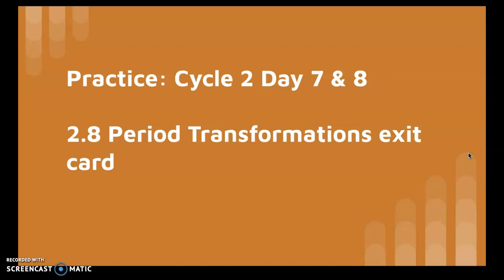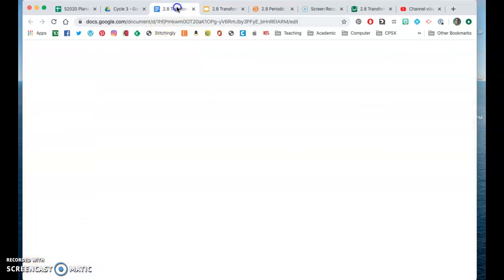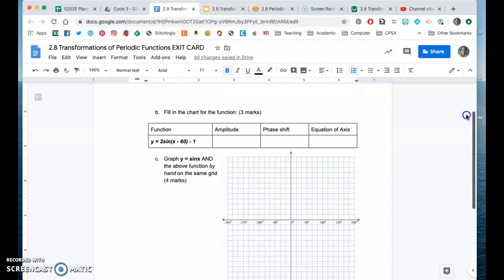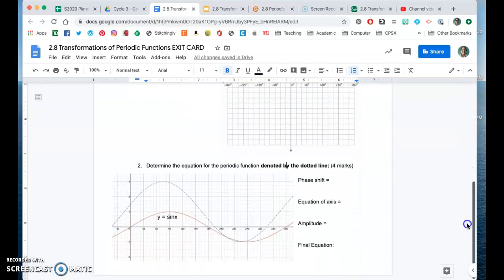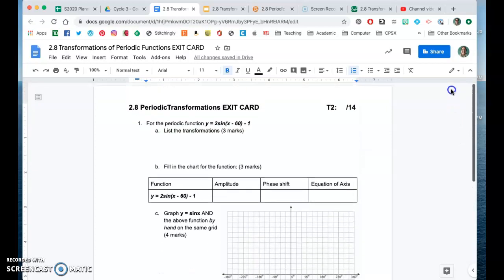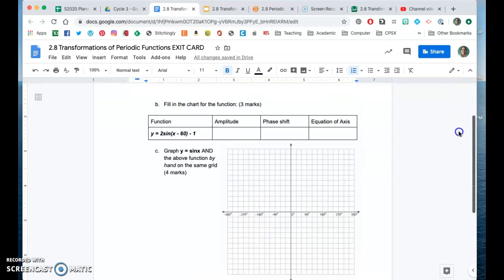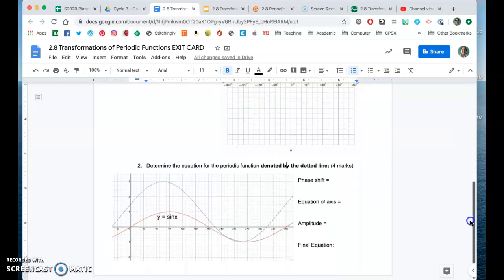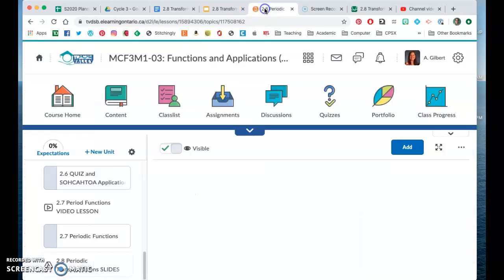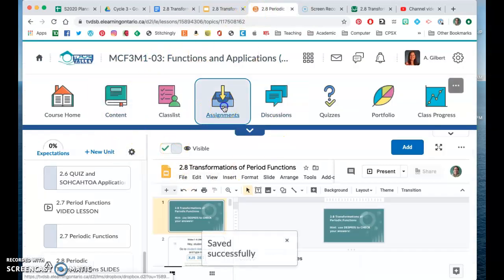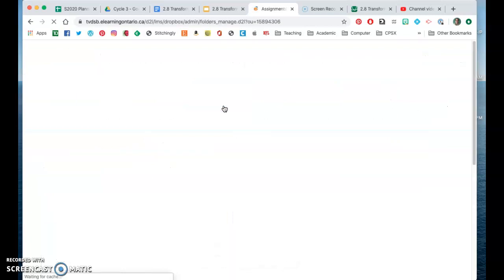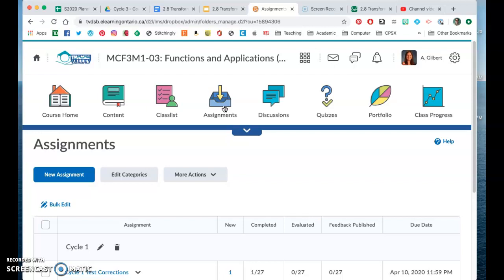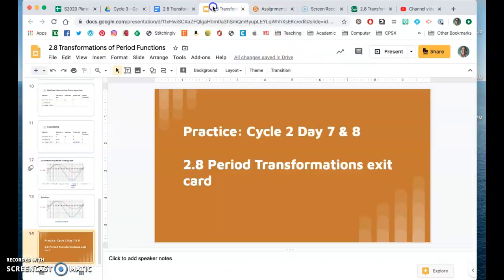It is on paper, sorry guys. It's just 1 page though, it's 2 questions, and it's basically just doing what we did in the lesson. So if you can write that out, take a picture of it, and then put it in the assignments tab. If we go to Brightspace, I'll put an assignment in here that says 2.8 periodic transformation quiz or something like that, and it'll be in here for you, okay? I will also do up the solutions for the practice homework for cycle 2, days 7 and 8, so that you can check your solutions with mine.